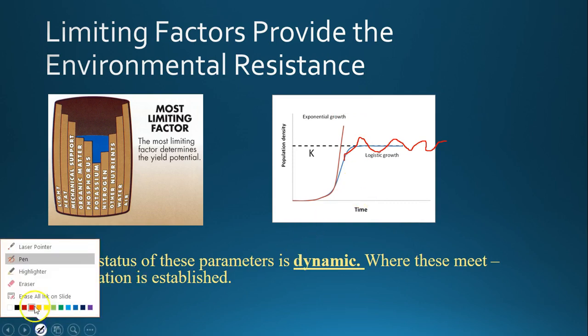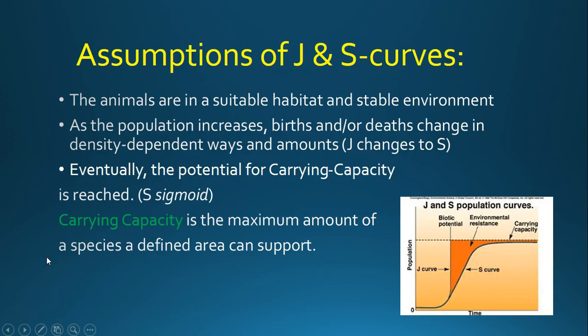Okay, so there's a few assumptions, and I said the first one, this J curve, an assumption here is that the animals are in a suitable habitat with a stable environment. Everything is going well. If we don't have those things, we're not going to have our maximum biotic potential being achieved. The second assumption here is that as the population increases, there is a density dependent factor at play with births and deaths, or natality and mortality.